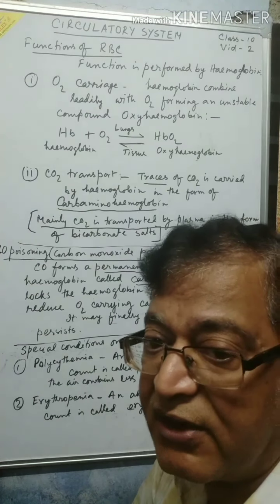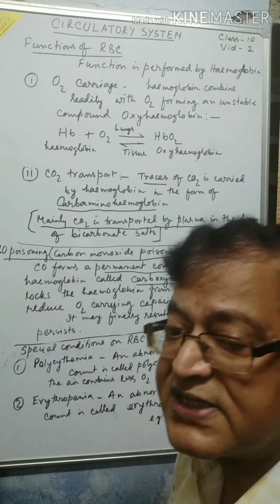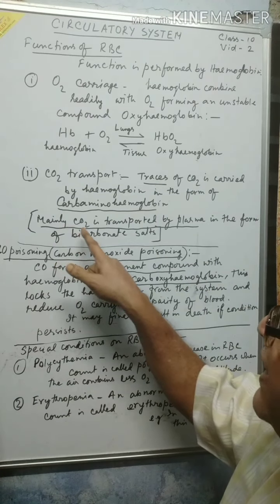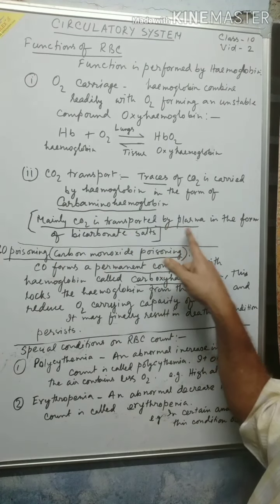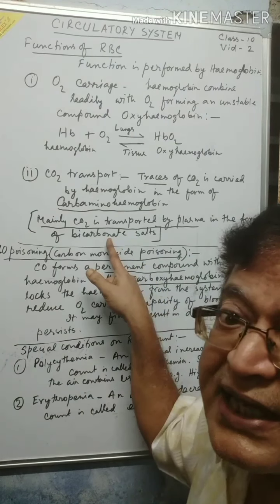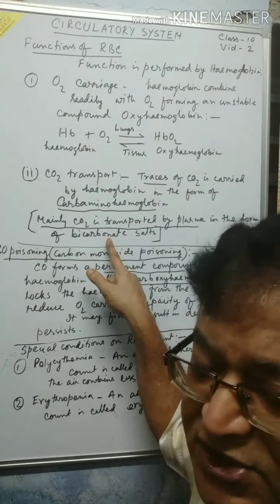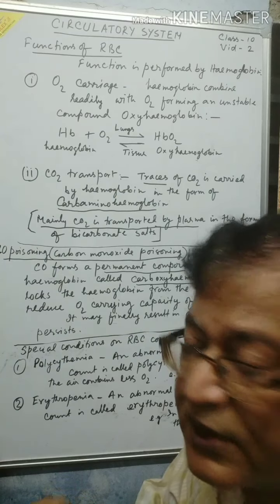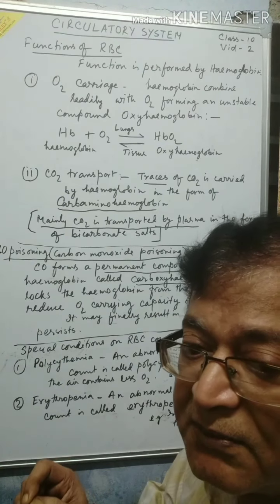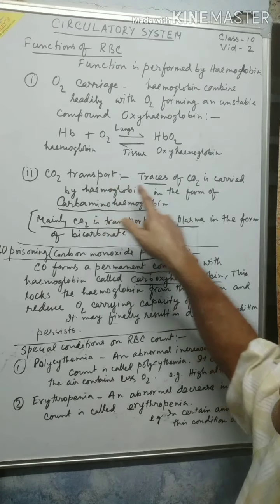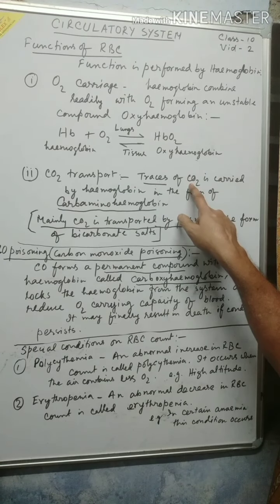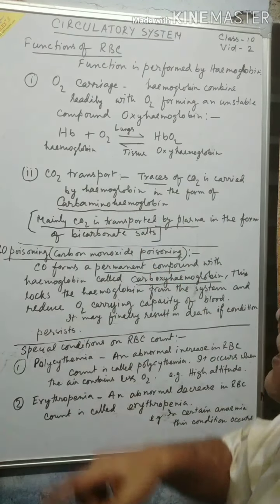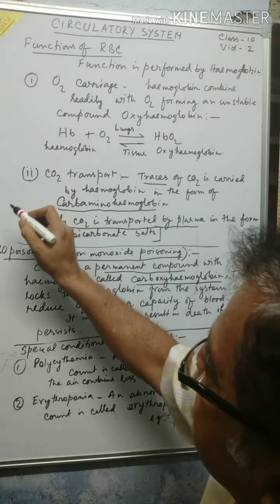The second transport is carbon dioxide transport. Carbon dioxide is mainly transported by the plasma of the blood. Here it is written, mainly carbon dioxide is transported by plasma in the form of bicarbonate salts. However, a little bit of carbon dioxide, a trace amount, is also transported by hemoglobin. CO2 transport: traces of carbon dioxide are carried by hemoglobin in the form of unstable carbaminohemoglobin. This is also unstable.